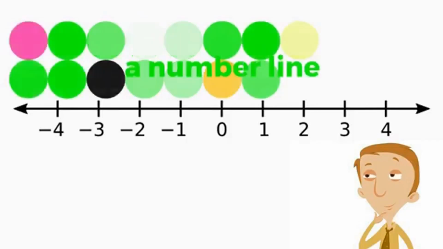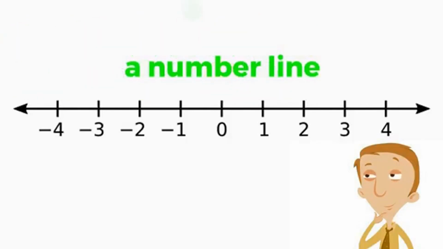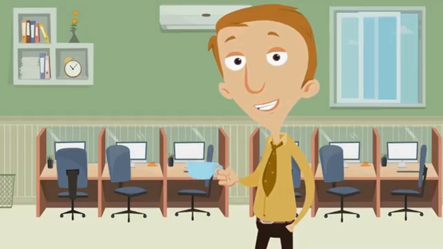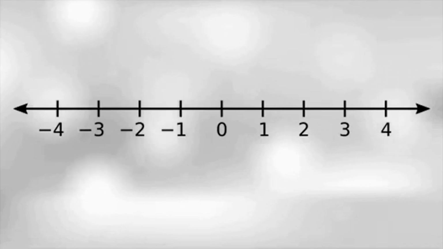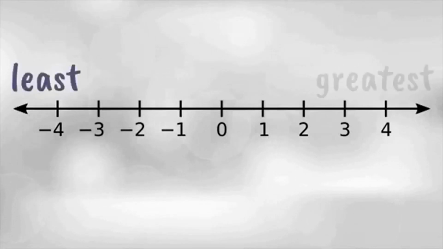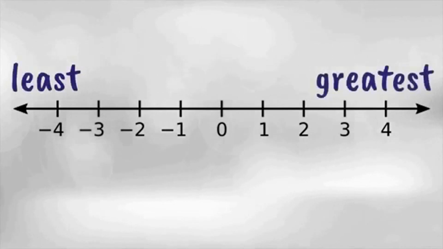Yeah, it's called a number line. A number line. Which makes sense. It's a line and it has numbers on it, right? A number line is almost like a map of numbers. Numbers always go from least to greatest on a number line.